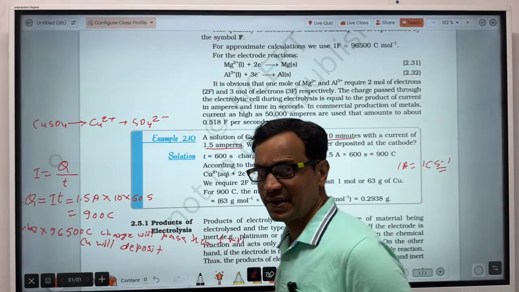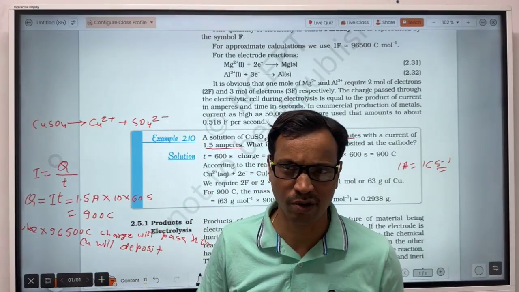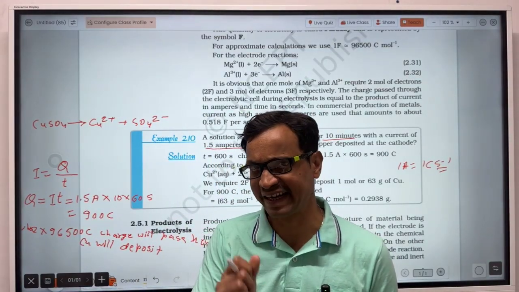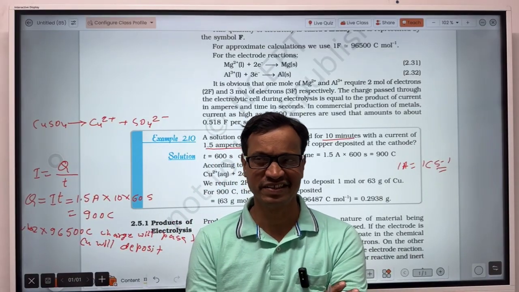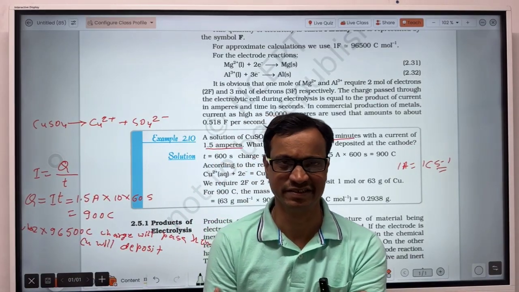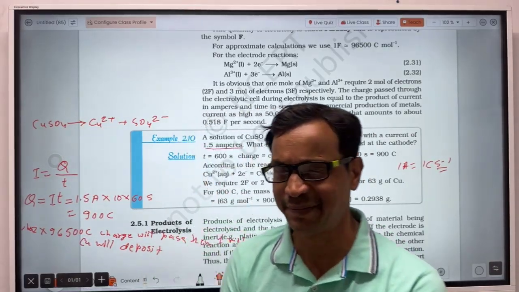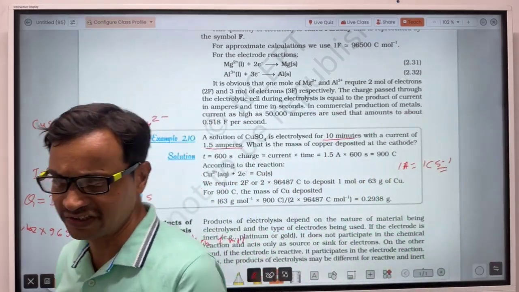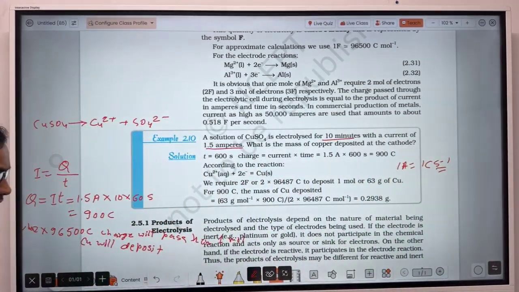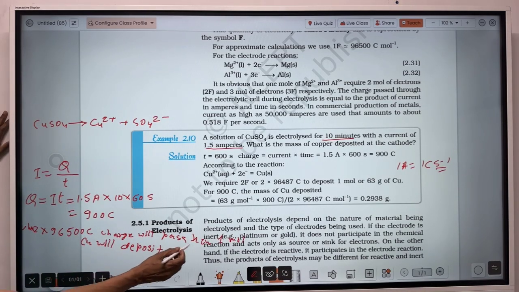This is the concept. Whatever the charge on the cation or the anion, that is multiplied by Faraday's constant, and Faraday's constant is 96,500 or 96,483, whichever you would like. For the sake of simplicity, I have taken 96,500 coulomb. You may take 96,483 also. So when that much charge passes through the solution, then 1 mole of copper is deposited. Let's see the mass of copper deposited.